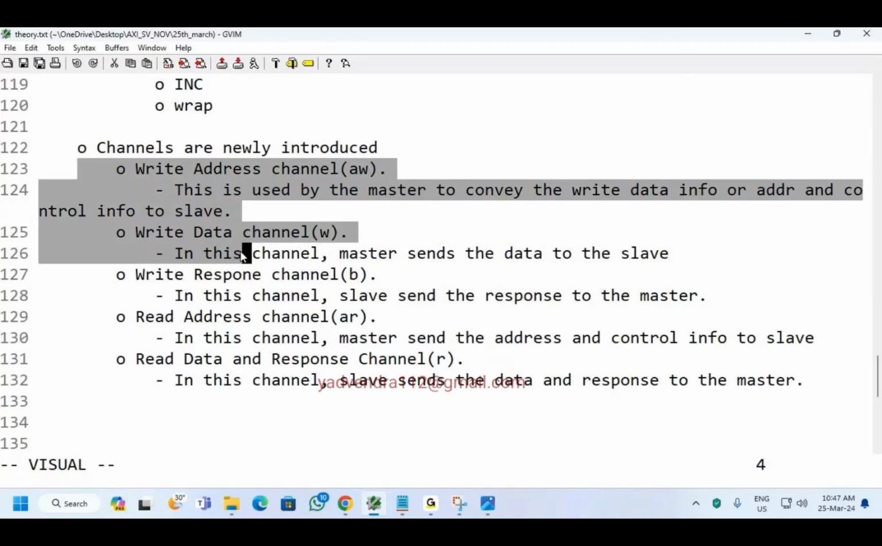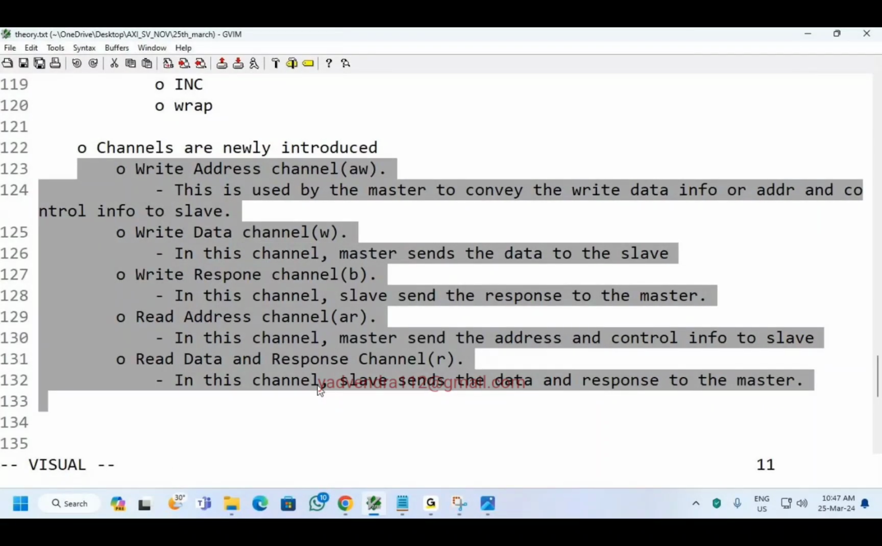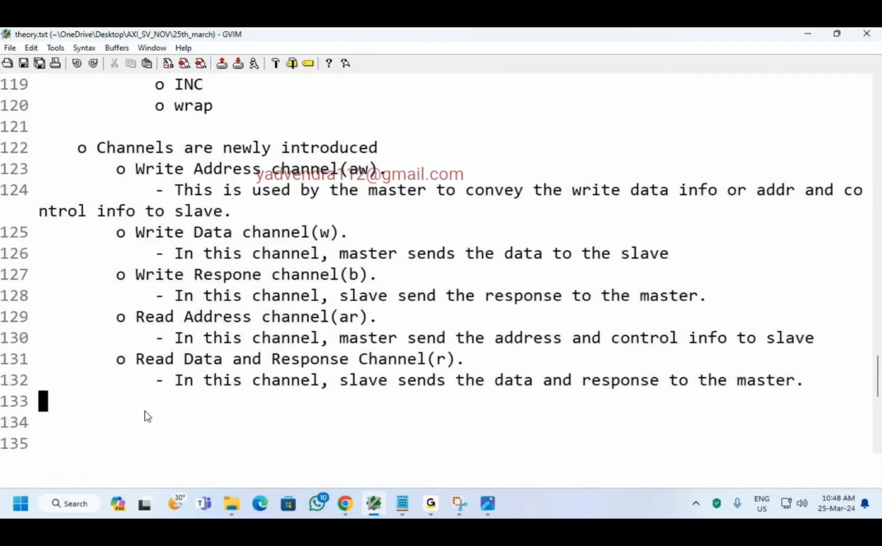So these are the 5 channels AXI uses, and AXI will revolve all around these 5 channels only. Out of that, 3 for writes, 2 for reads. This needs to be remembered.